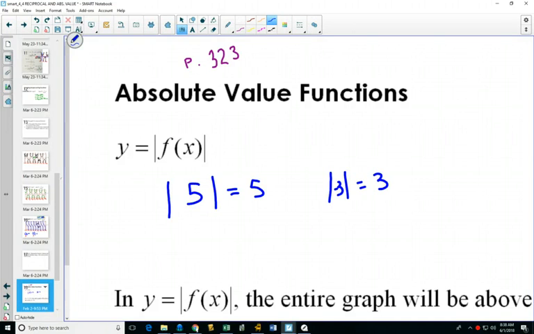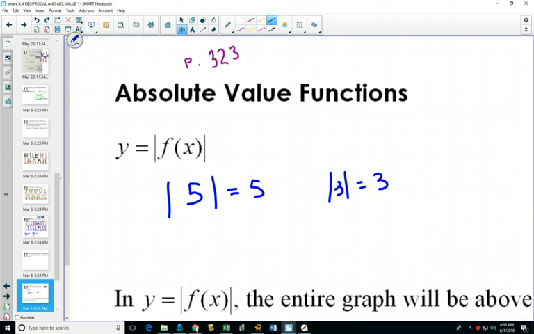Now, the definition of an absolute value bar for a number is really asking you a distance. How far away is 5 from 0? 5 units away. How far away is negative 3 from 0? 3 units away. And so that's why, as an absolute value, because it's looking at a distance away from 0, it always makes a number positive.